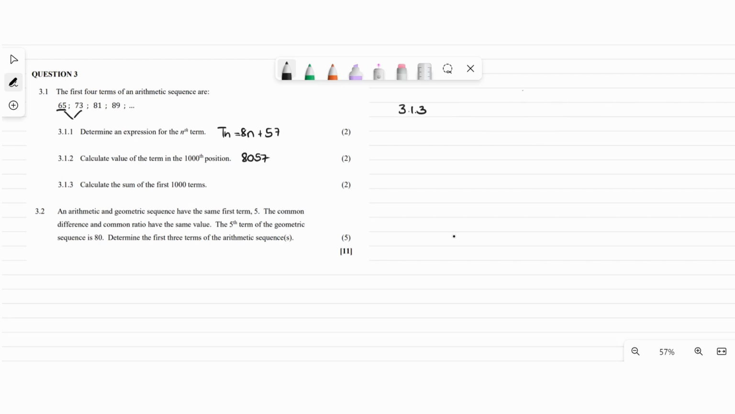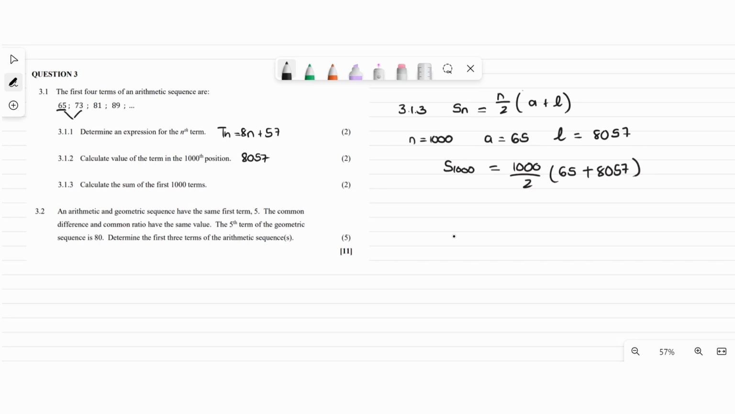Then 3.1.3 says calculate the sum of the first 1,000 terms. So we need to find Sn at the 1,000th term, right? So Sn is going to be equal to n over 2 open bracket. I'm going to use the one that has the first term and the last term. So we're going to say A plus L. The reason why I'm using that, they say the first 1,000 terms, we know the 1,000th term is 8,057, right? So we know that n is equal to 1,000, right? Then A is going to be equal to the first term, which is 65, and L is going to be equal to 8,057. Then we're going to substitute. So S1000 is equal to, therefore when you punch this into the calculator, you get your answer. Then you're done with this question.